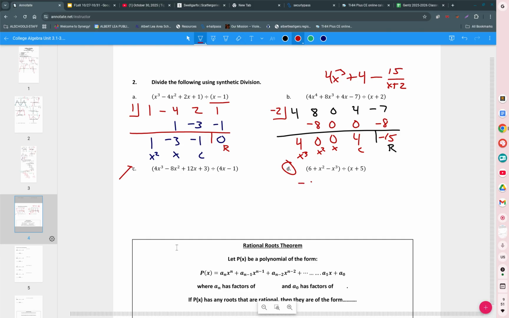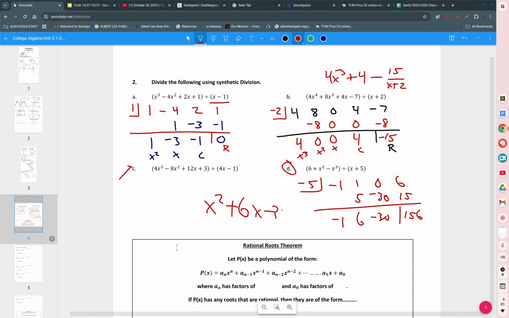Okay, let's see what you got. -5, you should have across the top -1, 1, 0, and 6. So you drop the -1, you get a 5, 6, -30, -30, positive 150, 156. Is that what you get? Yeah. So you got x squared plus 6x minus 30 plus 156 over x plus 5. Yeah. Good.